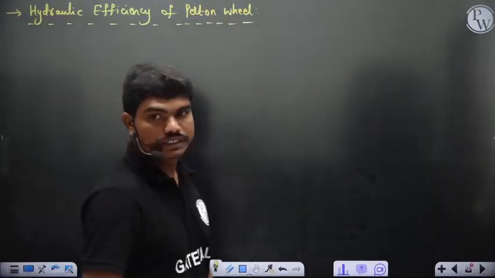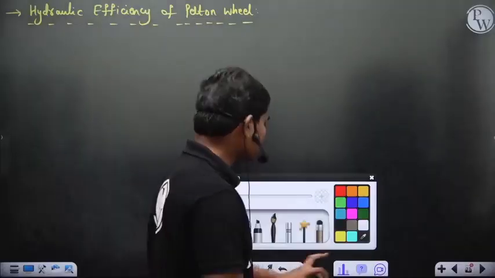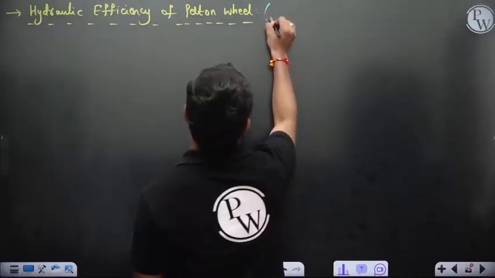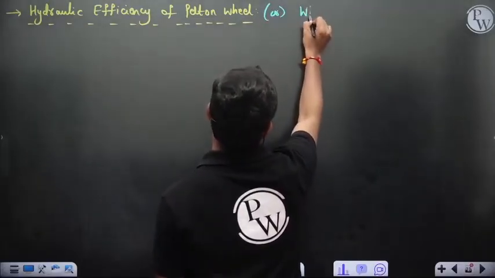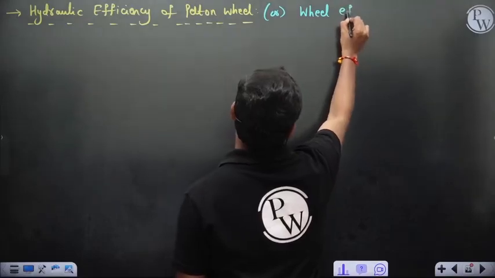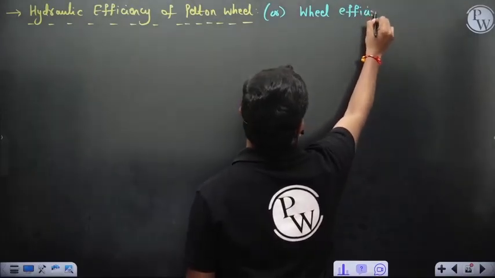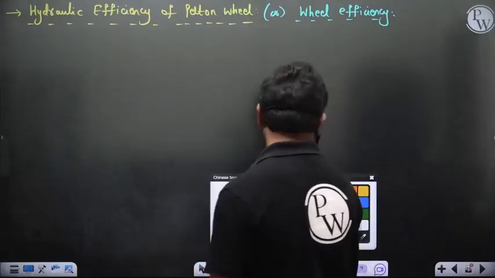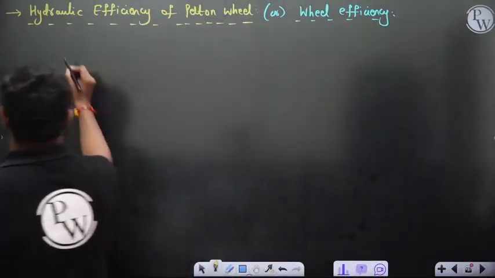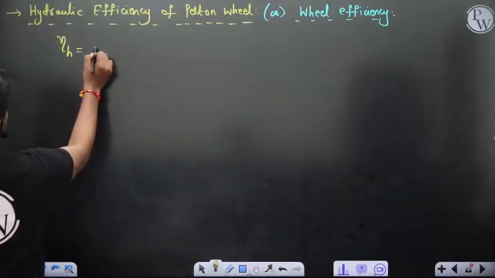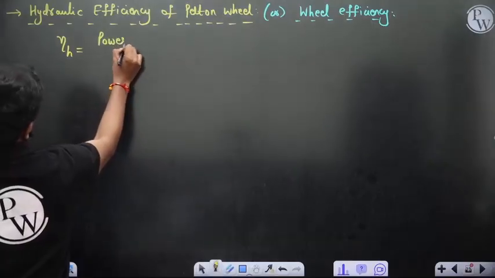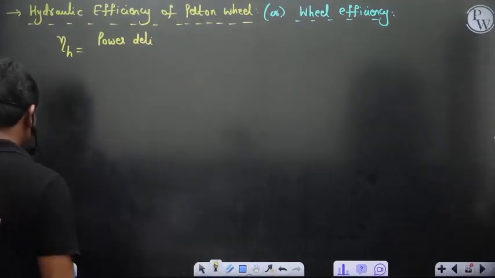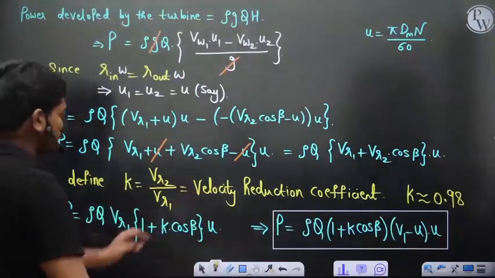Okay, so the hydraulic efficiency of the Pelton wheel is sometimes also called the wheel efficiency, because it's just a wheel. Let's see. We know one thing: hydraulic efficiency is the power delivered to the water, which is nothing but the power produced by the water if there are no losses and all.